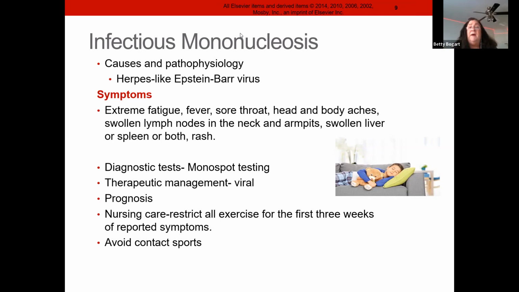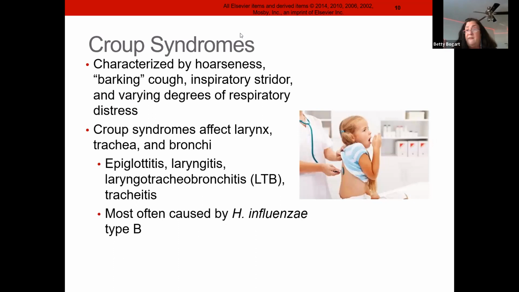And I use him as an example to let you know that kissing disease can be a big problem. So teaching, no contact sports, restricted exercise, is so important, because the spleen or the liver can burst and there's nothing you can do.